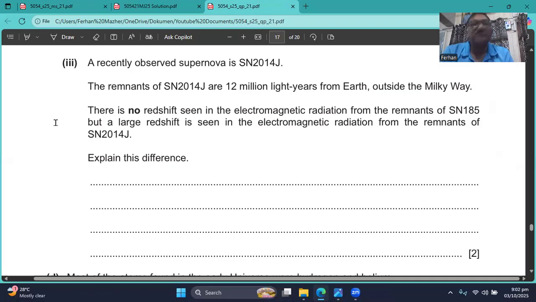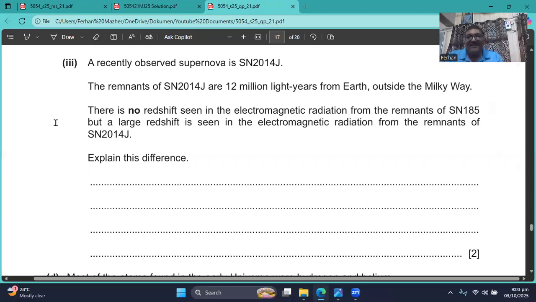If the star which is producing light is moving away from us, the observer, then when its light reaches the Earth, it shows redshift. So when a light shows redshift, that means that thing is moving away. If the light reaching us shows blue shift, that means the source of the light is coming near the observer. Because he said that the SN185 shows no redshift, that means that it is not moving.